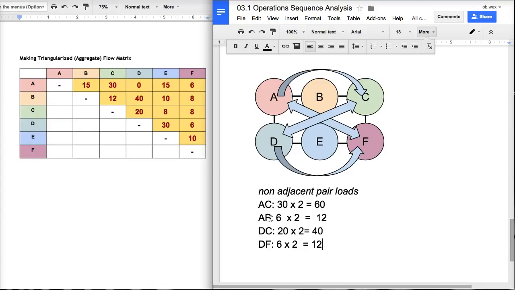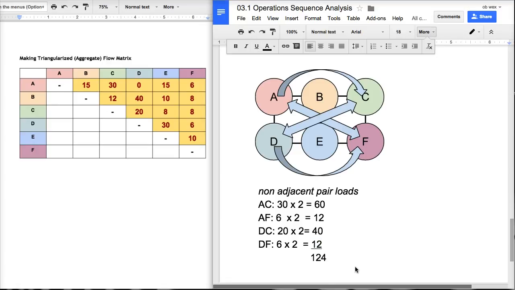The traffic between A and F from my triangularized flow matrix is 6. The distance is 2. The product is 12. The traffic between D and C is 20. The distance is 2. The product of those is 40. And the traffic between D and F is 6, times 2 is 12. And I want to get the sum of all of those different loads, and that sum is 124.